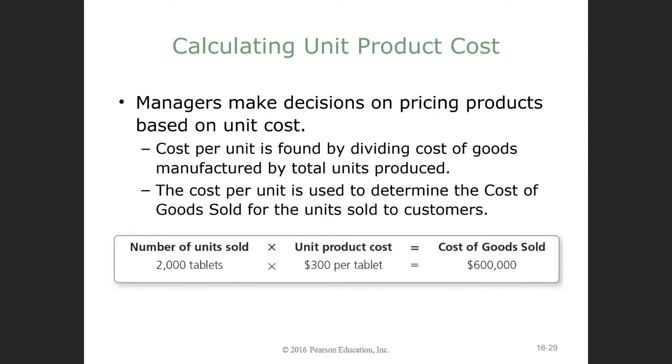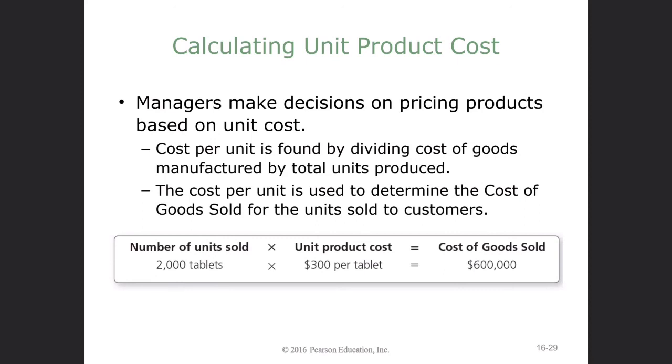So if the cost of the tablet was $300 per tablet, and we were trying to figure out what the sales price of the tablet should be, what would be a good sales price for the tablet? If it cost $300 to make the tablet, what would be a good sales price? Would a good sales price be $250? No. Would a good sales price be $350? No? It'd be a profit, right?